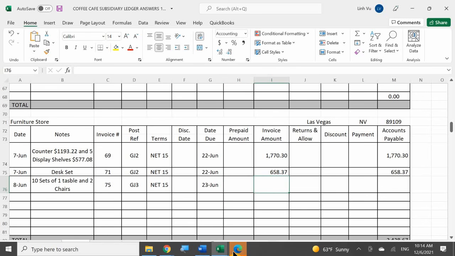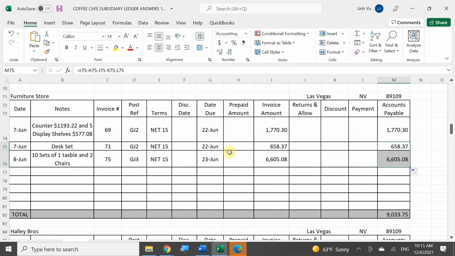So then, my invoice amount that I owe is $6,605.08. So therefore, if I didn't make any payments or any down payments to this, it's going to show me that I owe $6,605.08 for this bill, giving me a grand total of $9,033.75. Okay? That's how much I owe to the furniture store.